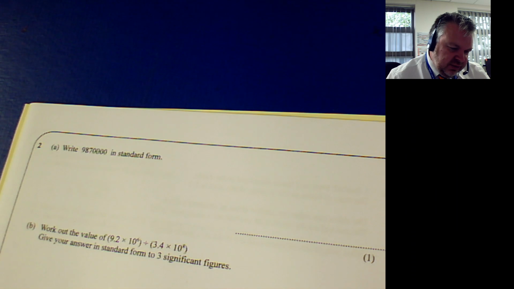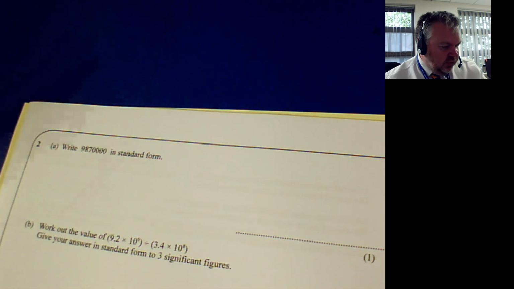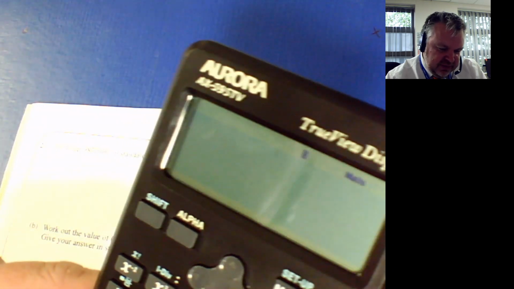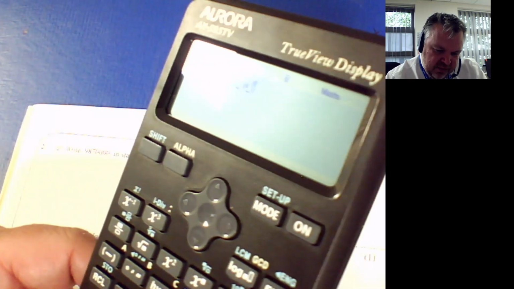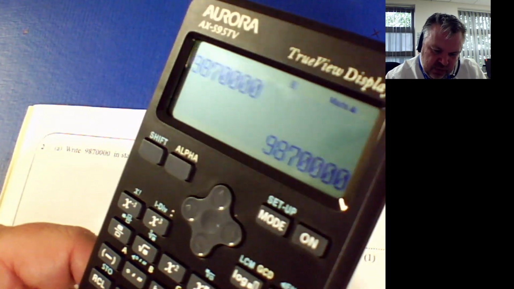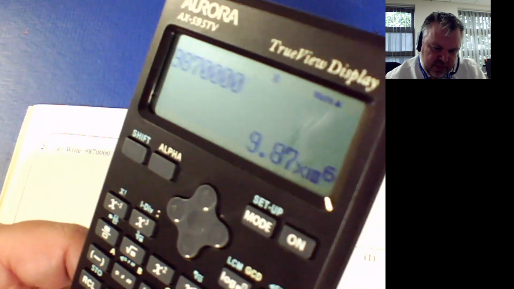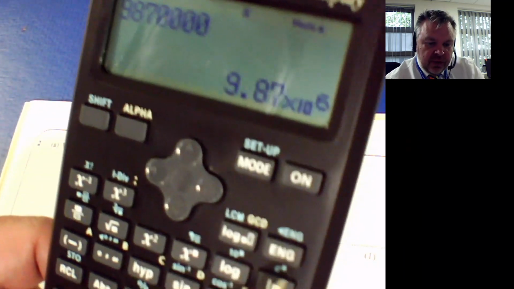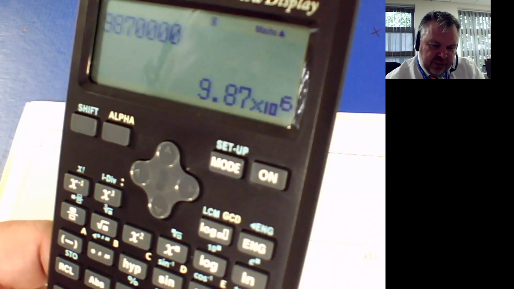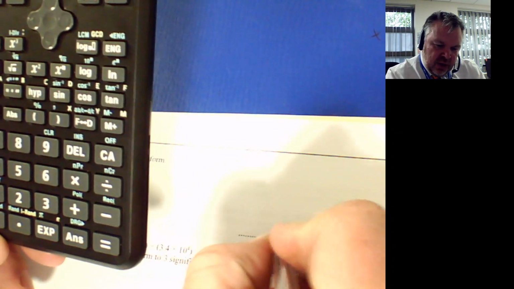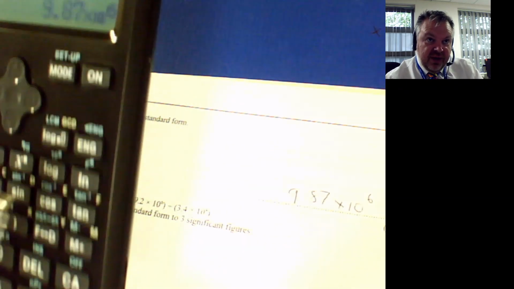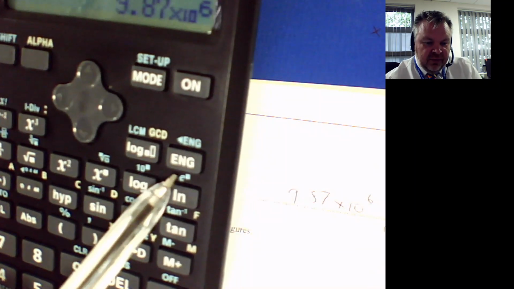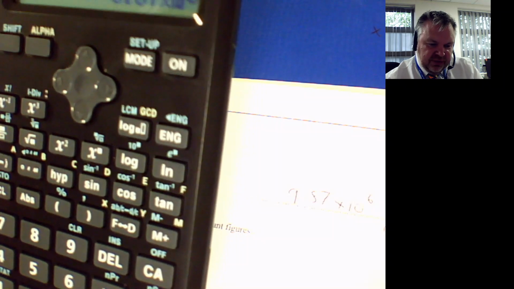Next one, we've got a standard form question. Writing this number in standard form. I'm pretty sure there's a way we can do this on our calculator. Let's type it in and see. So 9870000. If we then press equals, and we're looking for our engineering button. There we go. So I'll press my ENG button up here. Gives me it in standard form straight away. So there's nothing else that I need to worry about, and we just go 9.87 times 10 to the power of 6. Okay, that's a really helpful button. If you've not used it before, standard form, that's the way forward.